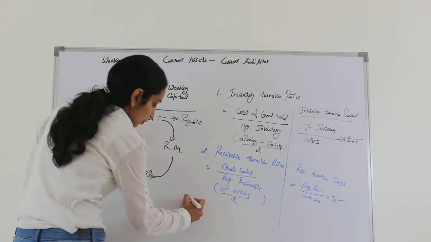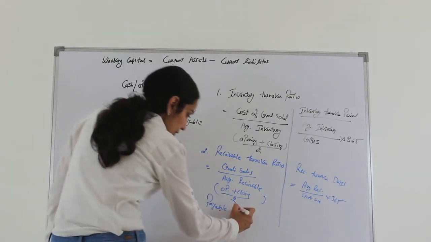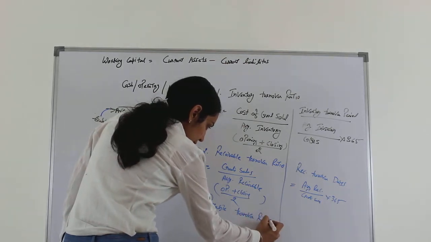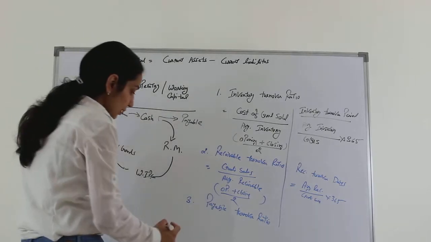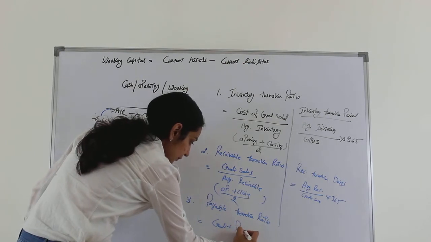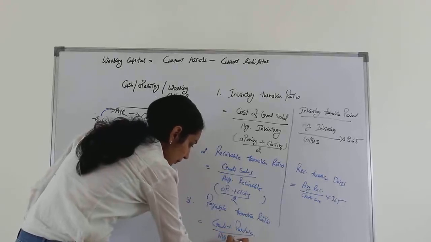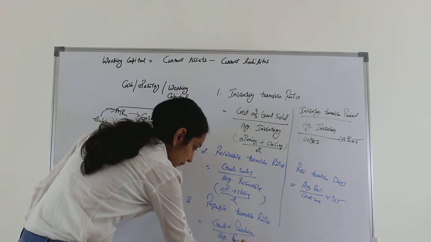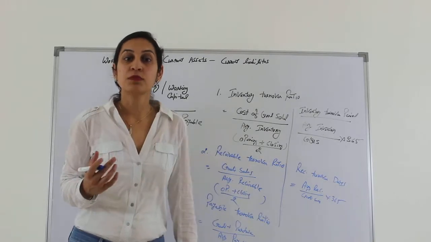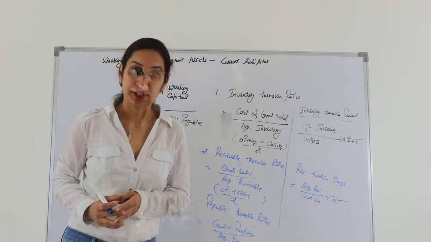Let's move to the third ratio, which is the payable turnover ratio. This formula is credit purchase divided by average payable. This ratio will tell us if we purchase this much, how much do we owe? How much is our liability to pay to the creditor?